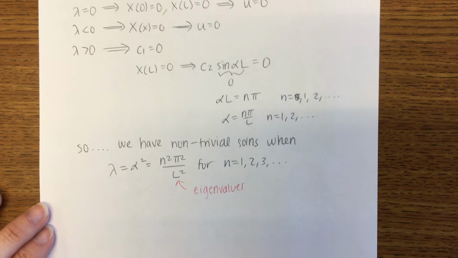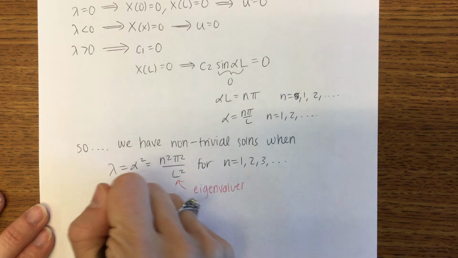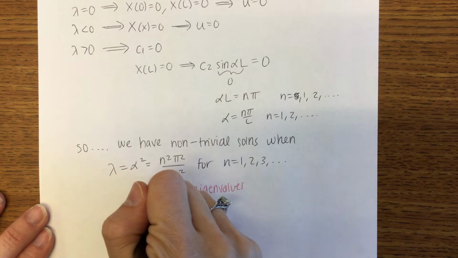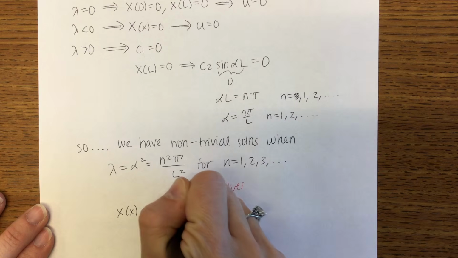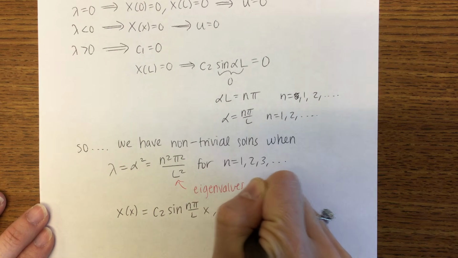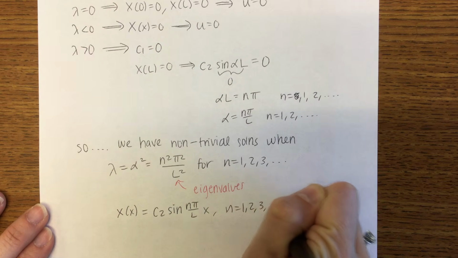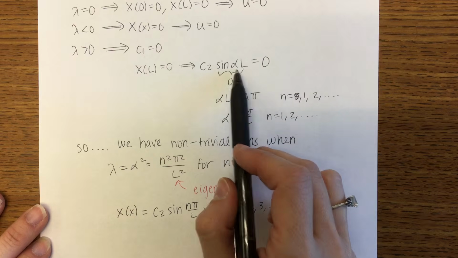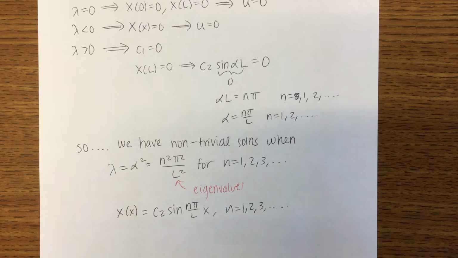We then would plug the eigenvalue into the function, which in this case is big X, to get our eigenfunctions. So big X will be C2 sine of n pi over L x, again when n is 1, 2, 3, because we have sine of alpha times L.